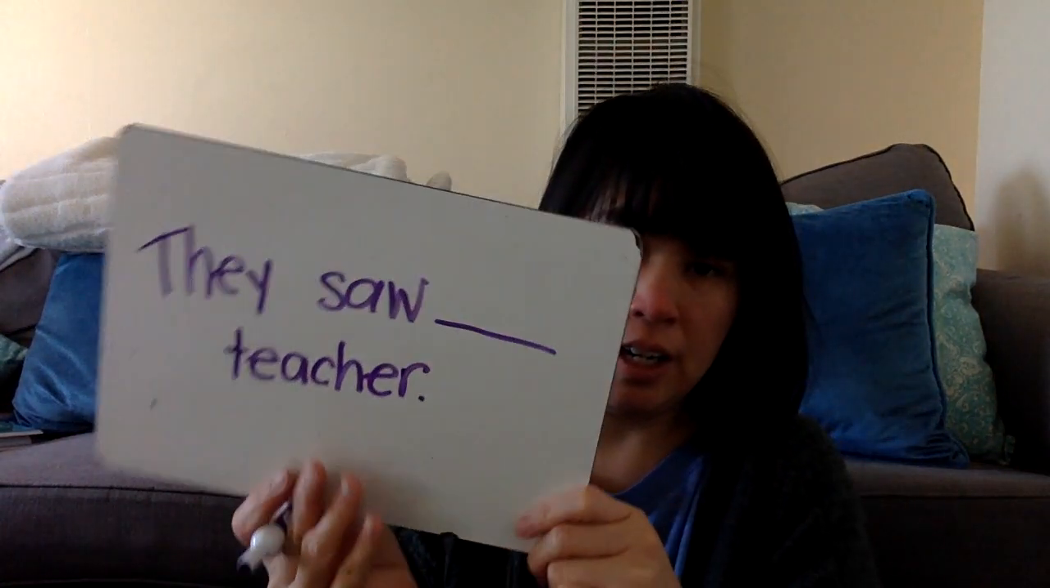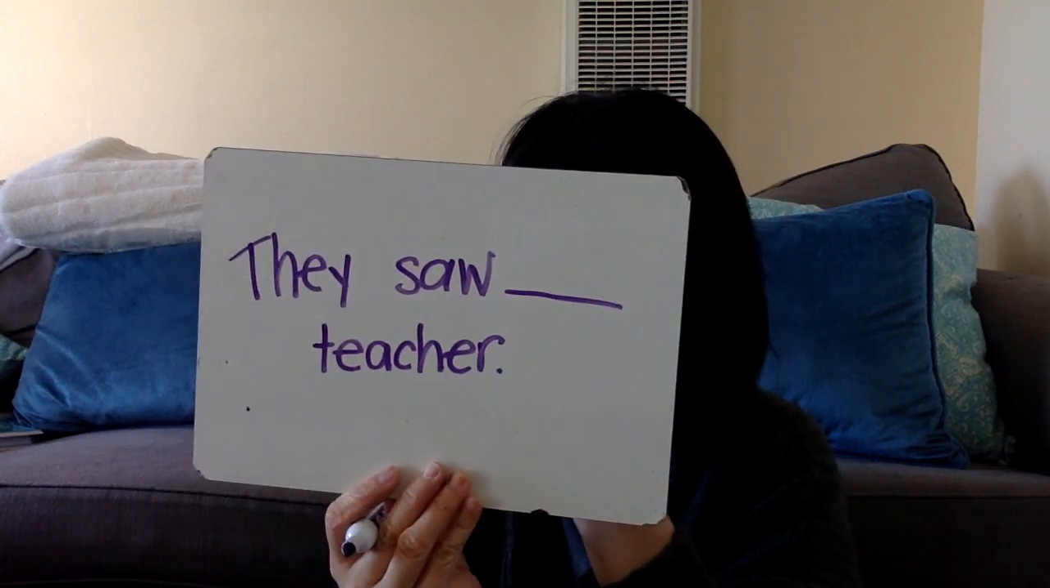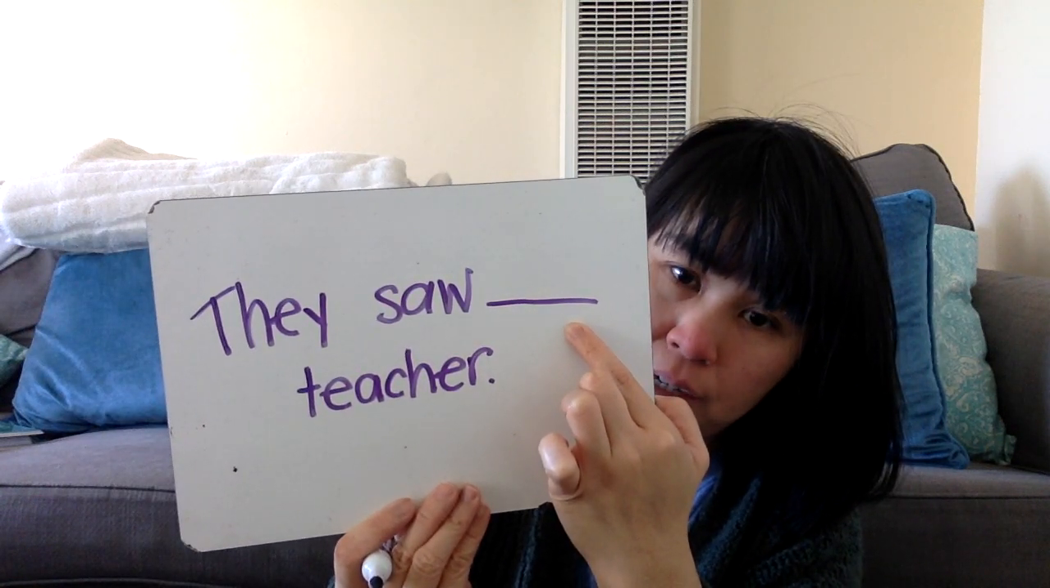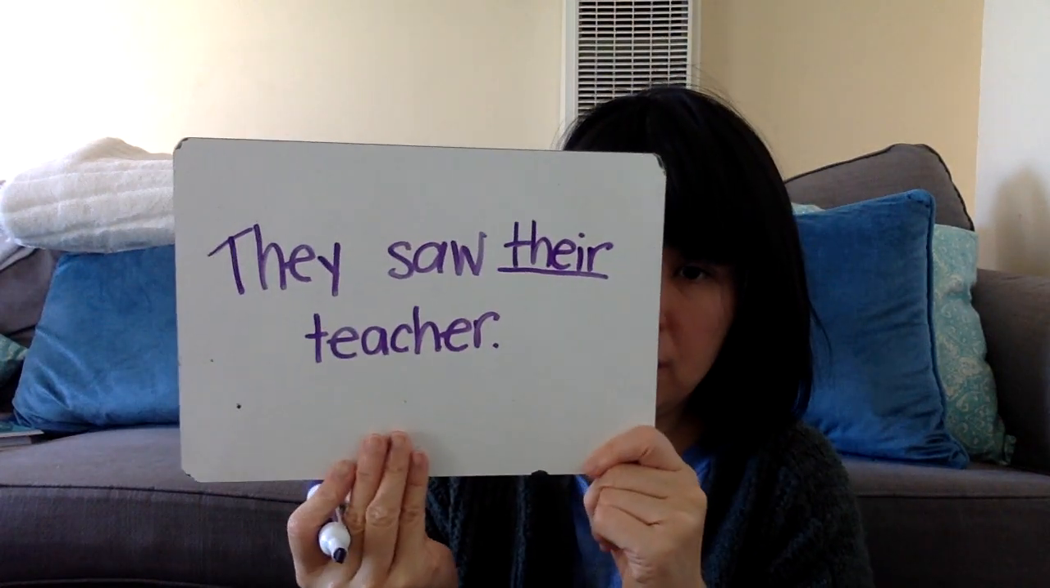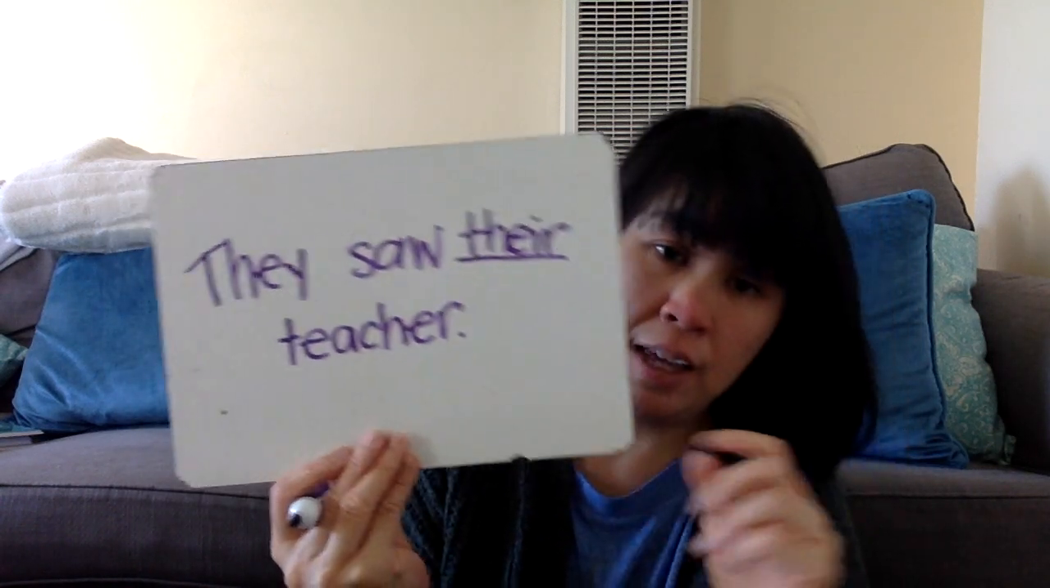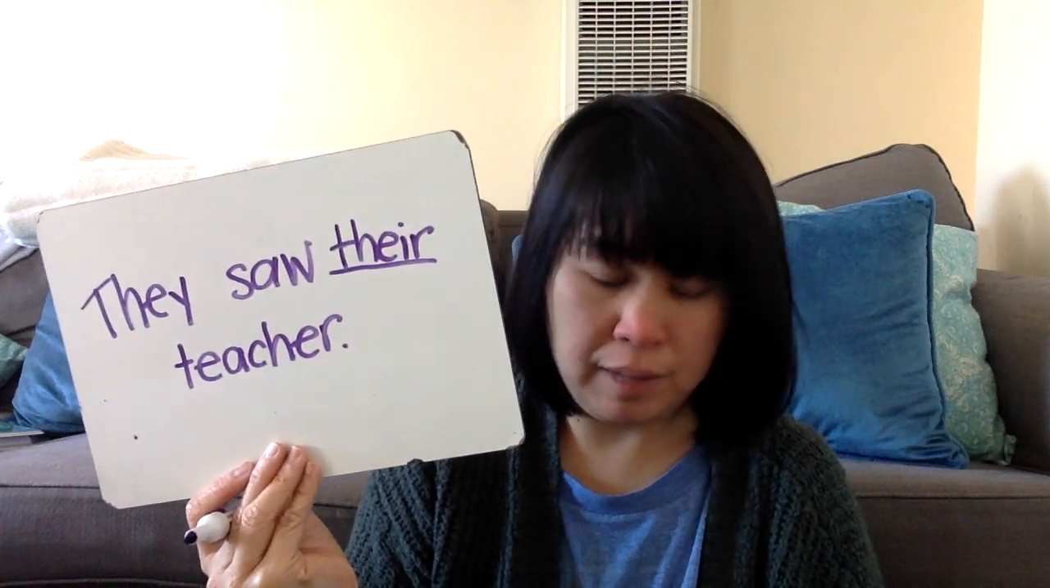All right, so I'm going to try to trick you now. So it says, they saw teacher. So what word will go right here? They saw teacher. What possessive pronoun? Write it on your whiteboards and show me. Nice job. And we said there because we're not part of that picture. If we say they, they're over there. We're not part of them. We're not part of that group.